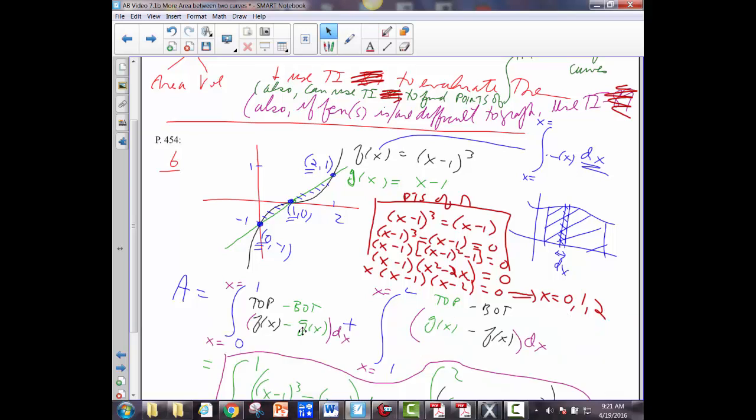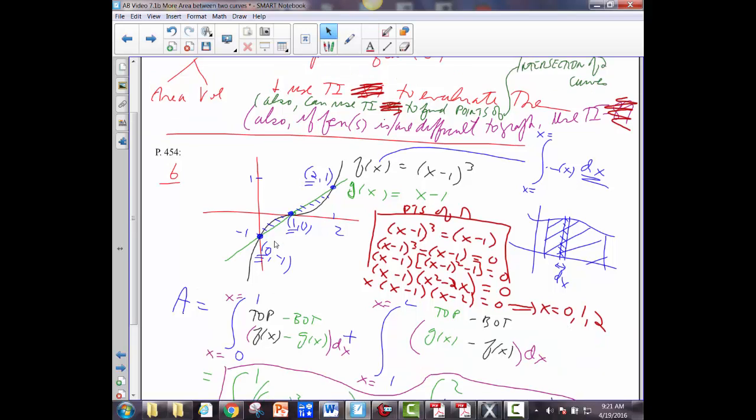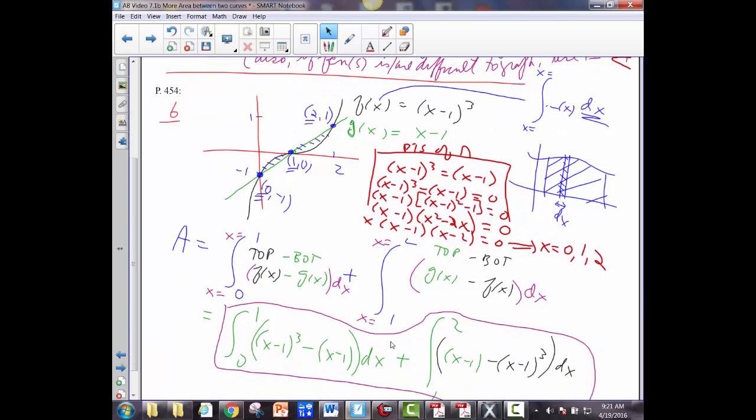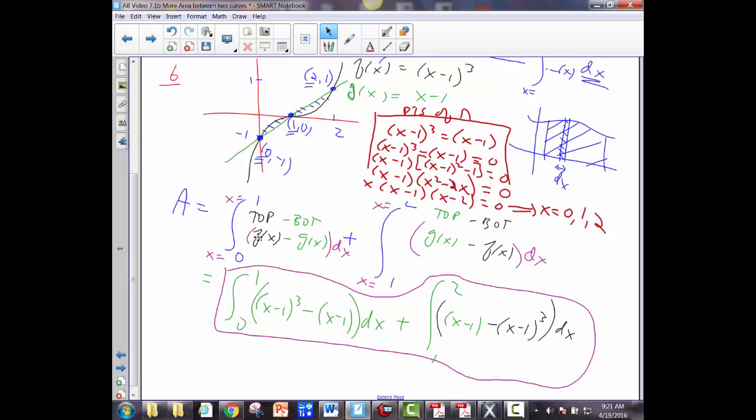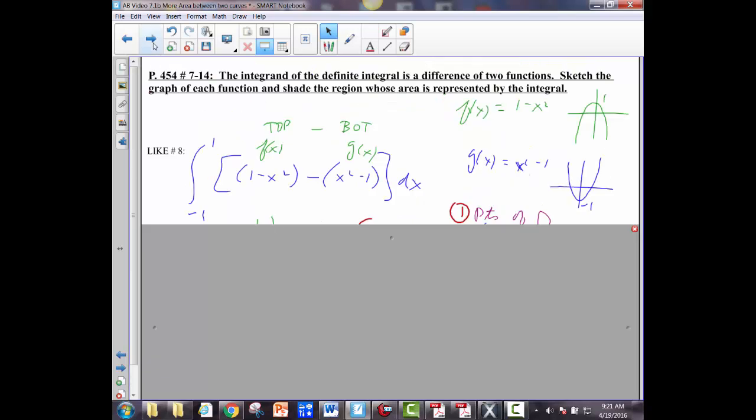So again, top minus bottom. Here, the black curve is on the top, f of x, minus the bottom, which is the green line, g of x. But on the other side, from 1 to 2, then g of x is on top, f of x is on the bottom. So then you'd replace f of x and g of x with g of x and f of x. Take it from there. At this point, though, I would just pick up a calculator.